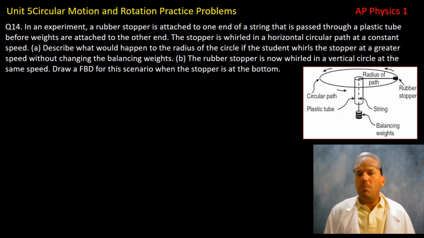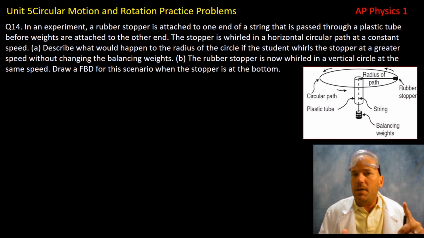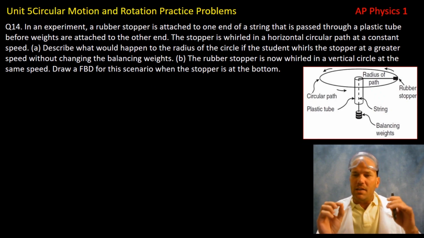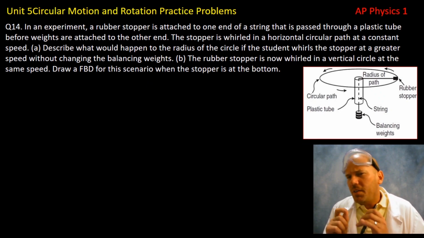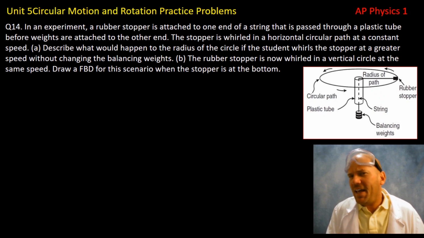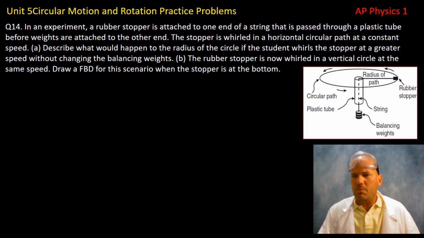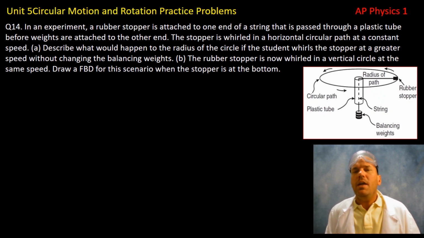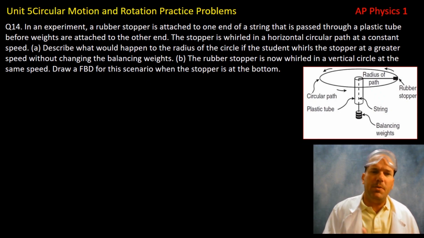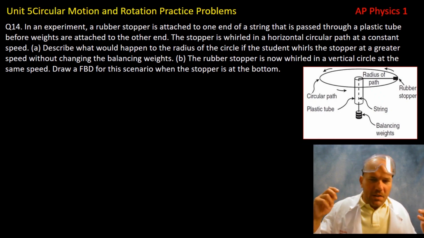Part A, describe what would happen to the radius of the circle if the student whirls the stopper at a greater speed without changing the balancing weights. Now remember, those balancing weights are the weights that are supplying the theoretical force of tension, which is our centripetal force for this scenario, because it's the rope, the string, and the masses that are hanging from them that are the centripetal force. So in this lab, hopefully you've already had an opportunity to explore this because it's fairly intuitive.